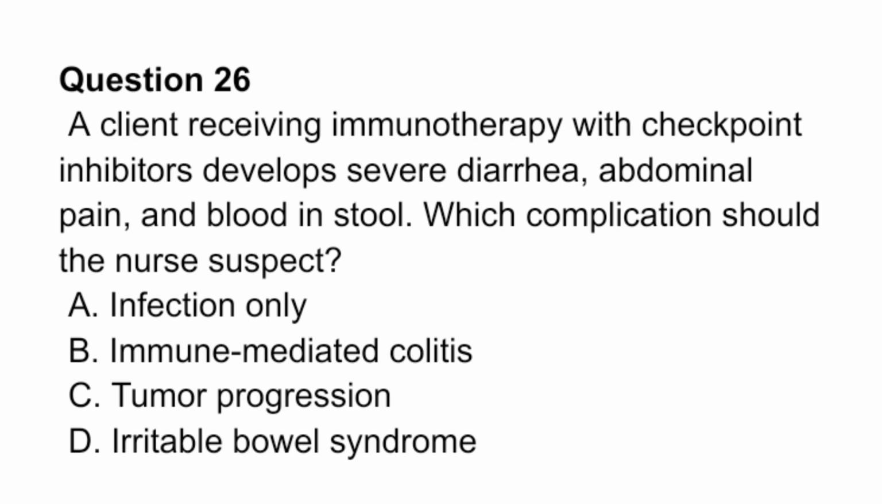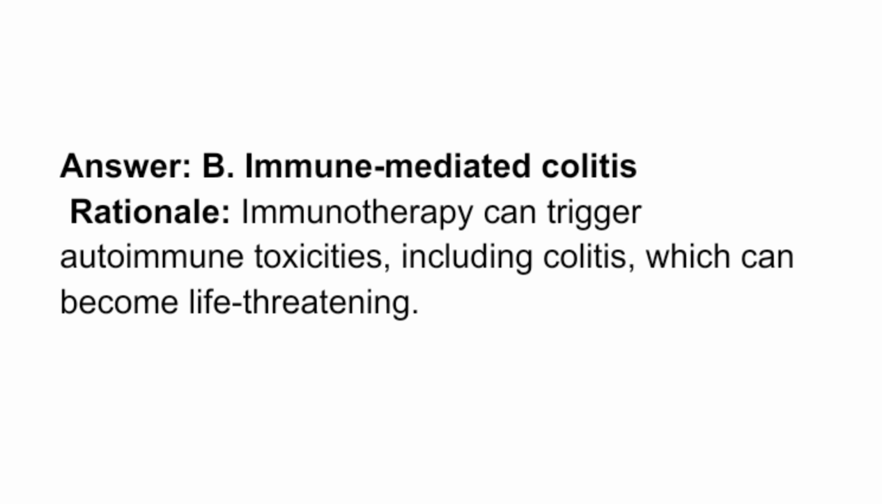Question 26. A client receiving immunotherapy with checkpoint inhibitors develops severe diarrhea, abdominal pain, and blood in stool. Which complication should the nurse suspect? A. Infection only. B. Immune-mediated colitis. C. Tumor progression. D. Irritable bowel syndrome. Answer: B. Immune-mediated colitis. Rationale: immunotherapy can trigger autoimmune toxicities, including colitis, which can become life-threatening.